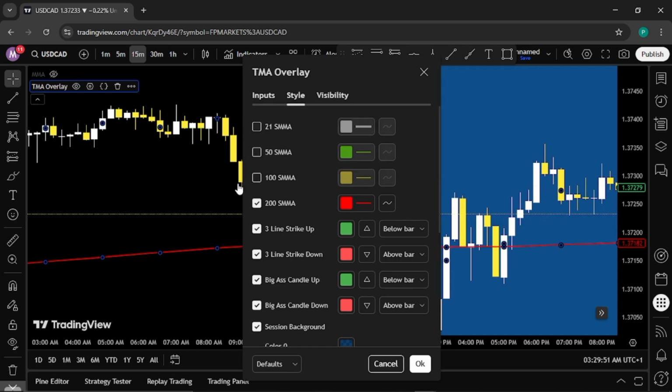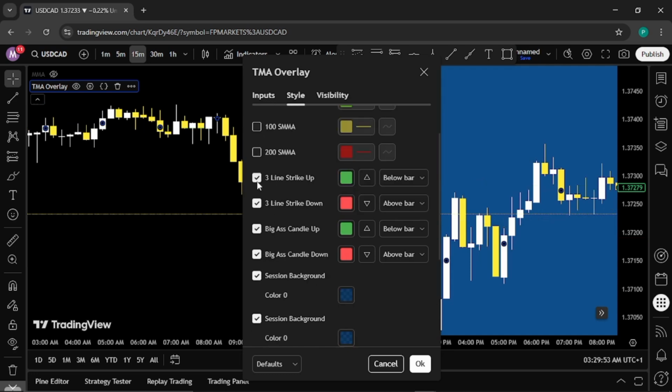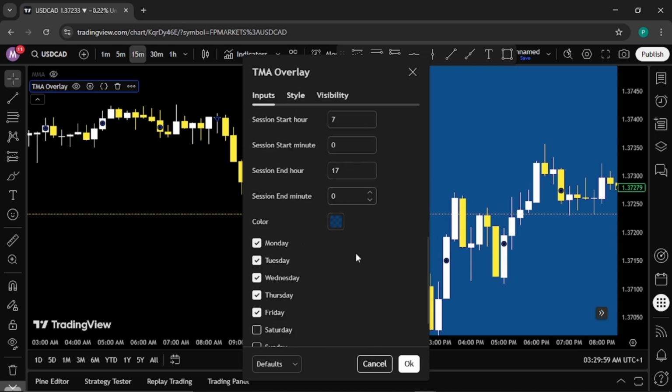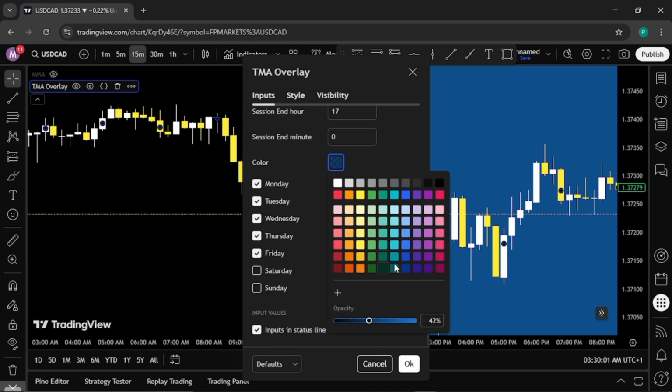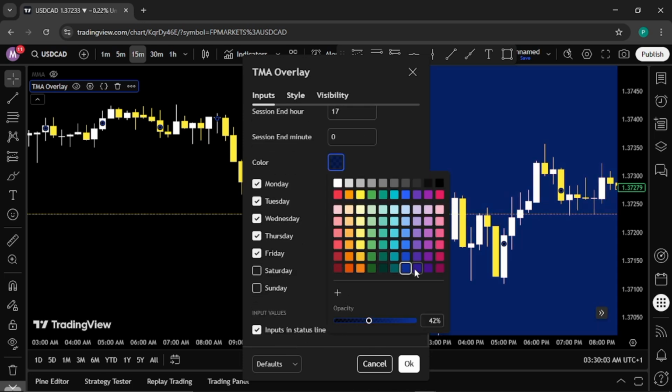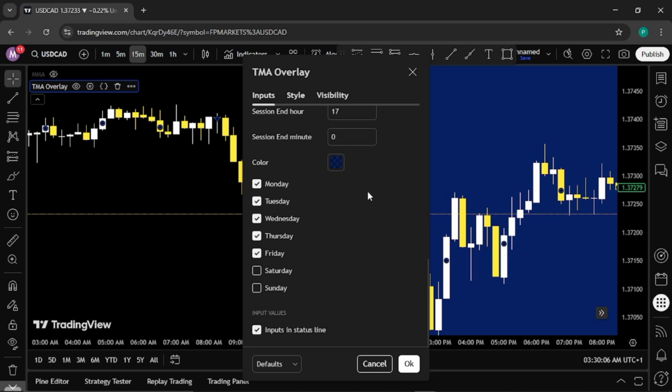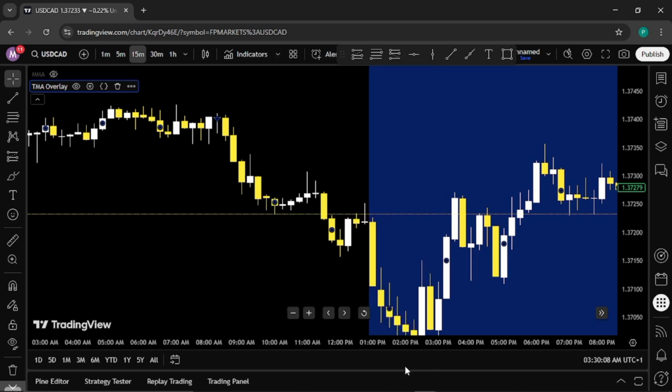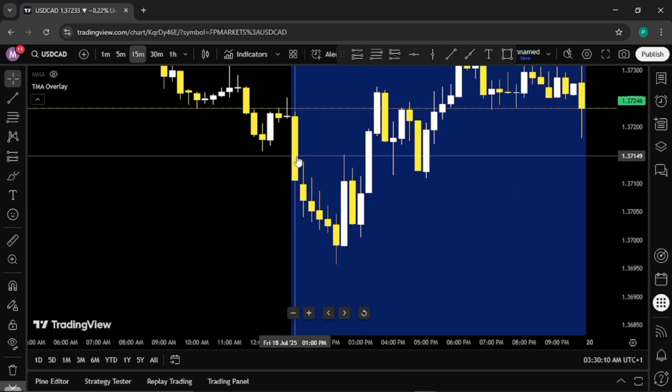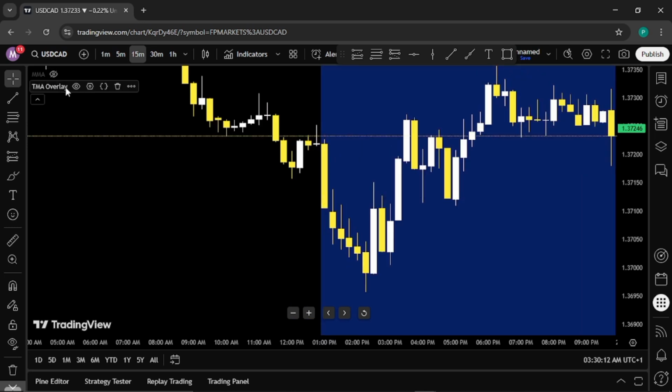So you come to style and you switch off. That covers both London and Frankfurt and New York session. So that's for that. So you just come back to this point, change the color. I find that the darker blue is better. So what we want to do here is we are looking out for, this is 1 p.m. Sorry, it's not correct here.